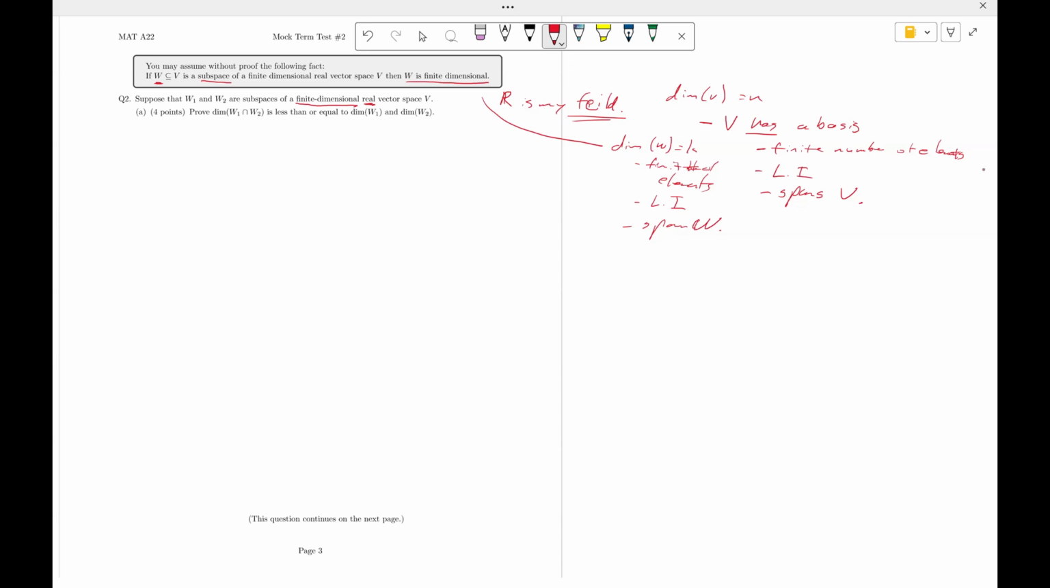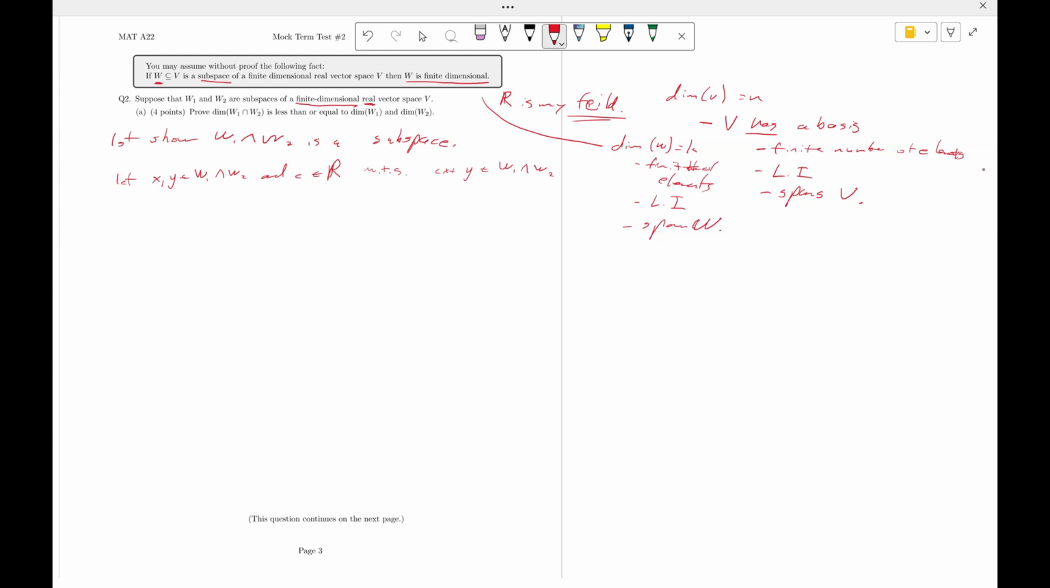Now, in order to do this, I first need to show W1 intersect W2 is a subspace, because if it's not a subspace, then dimension doesn't make any sense. I need to get that the intersection is a subspace. So to do this, I'm going to let X, Y be elements of W1 intersect W2 and C be an element of the real numbers. And I want to show that Cx plus Y is an element of W1 intersect W2.